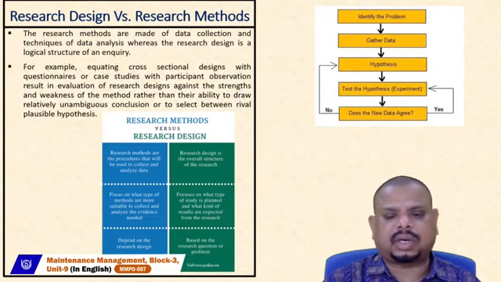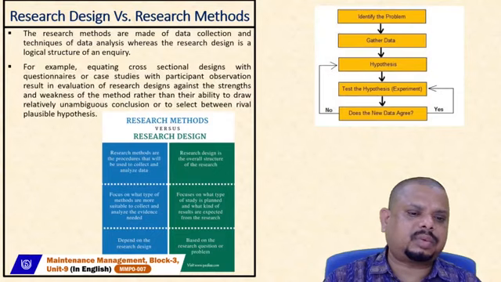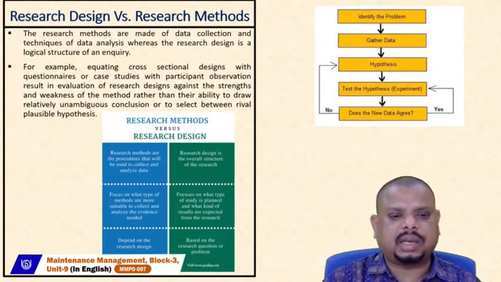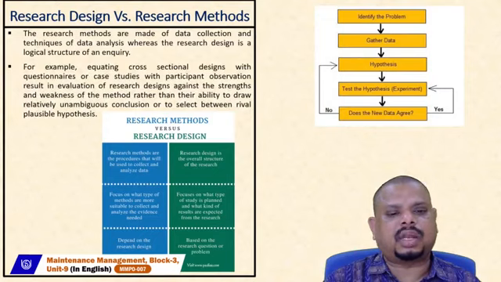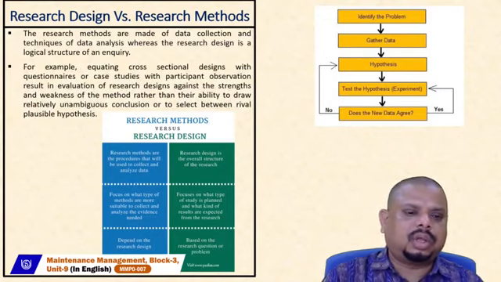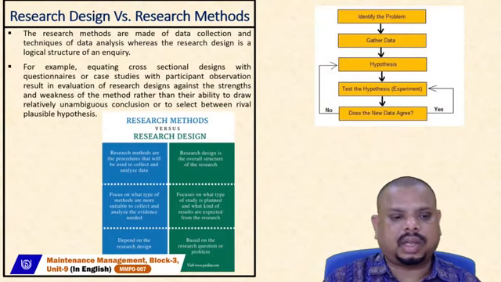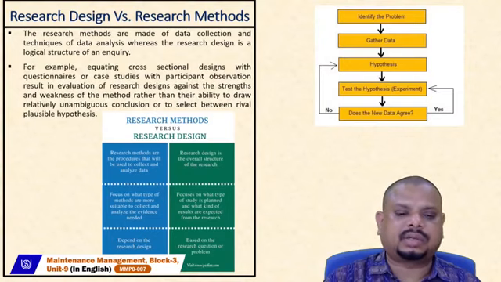So let's understand the differences between research design and research methods. Research methods are the procedures used to collect and analyze the data, and research design is the overall structure of the research, the logical structure of an inquiry. Similarly, in point number 2, research methods focus on what type of methods are more suitable to collect and analyze the evidence needed.